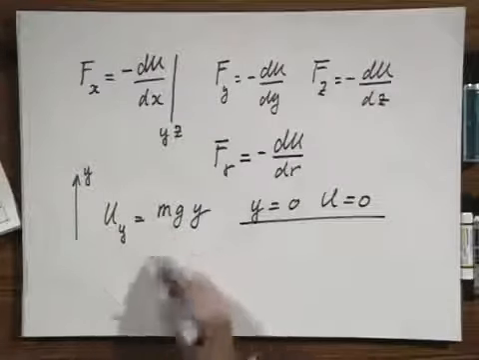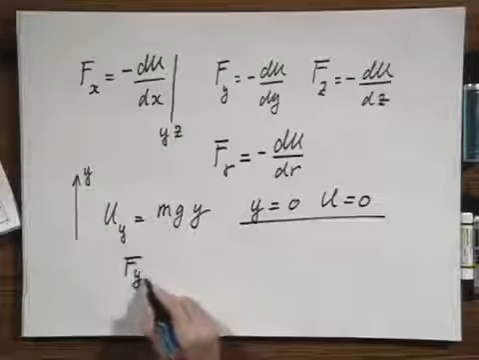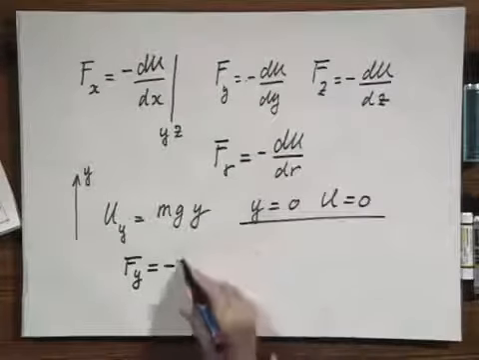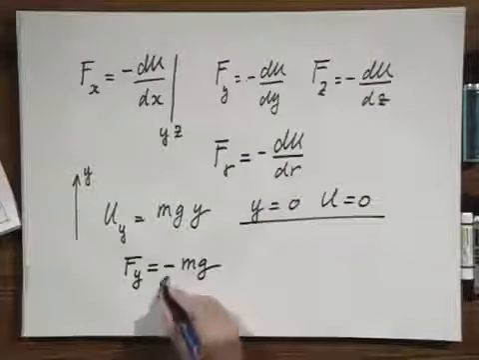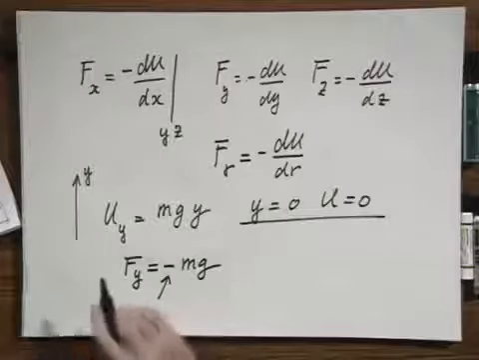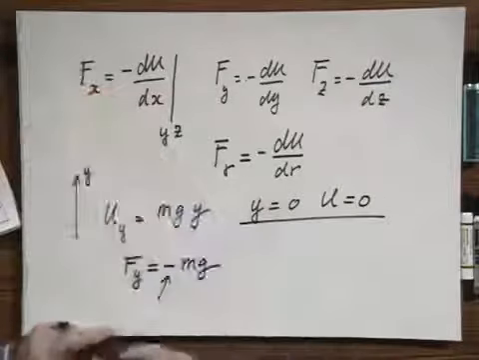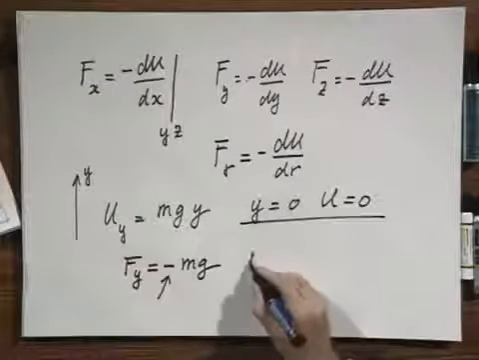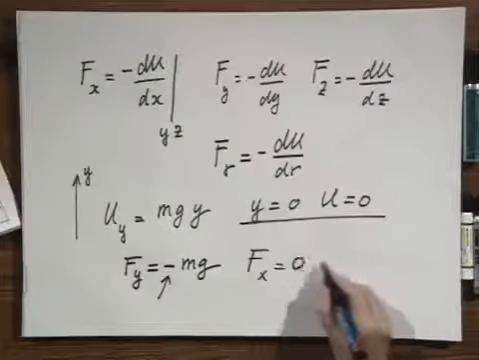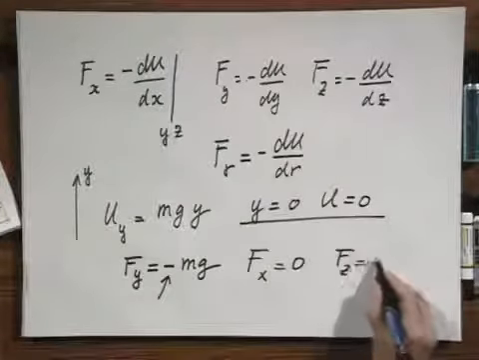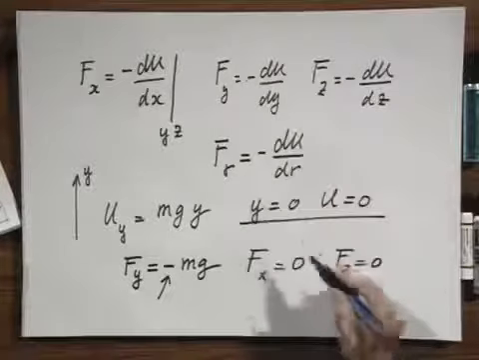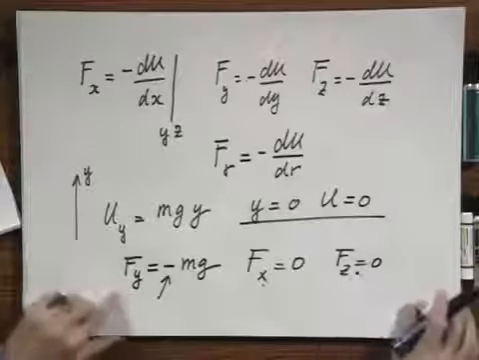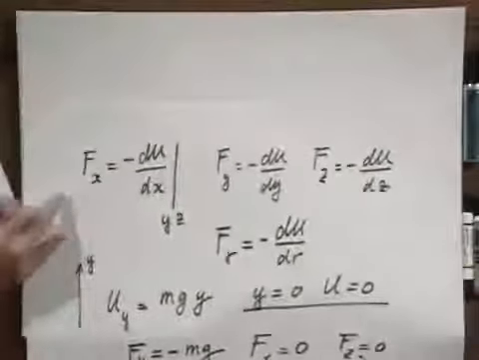Well, if this is a scalar, and now I calculate the y component of the gravitational force, I get minus dU/dy, so I get minus mg. And this minus sign is simply telling you that it is in the opposite direction as increasing y. So this force is in the downwards direction, which is exactly what it should be. Fx equals zero and Fz equals zero, because there's no dependence of the potential energy on either x or z for that matter.